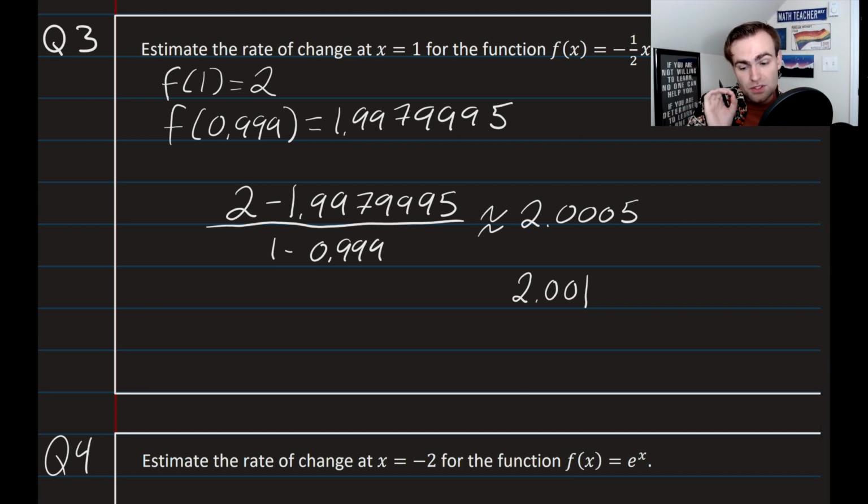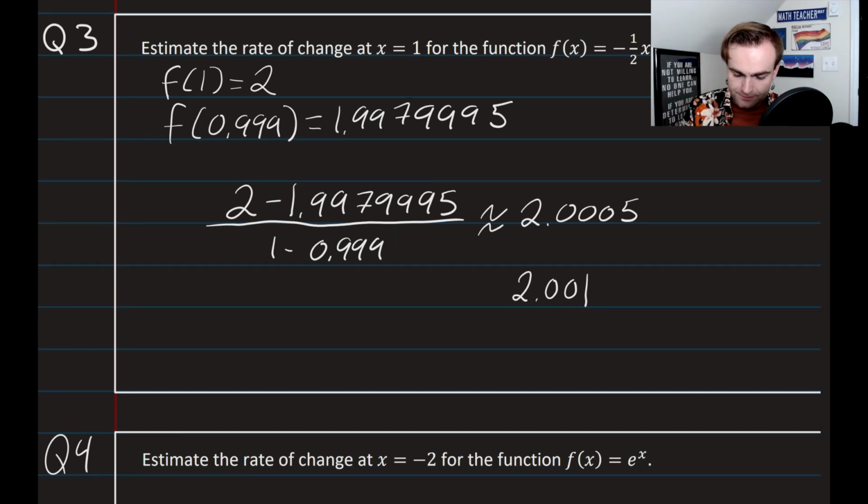You only want to round for your answer. You notice that I did not round for f of 0.999. I only rounded our final answer. So when you do round, only do it at the end, because if you round at the beginning, you're using a rounded answer to get more information, which then makes your later information more inaccurate.